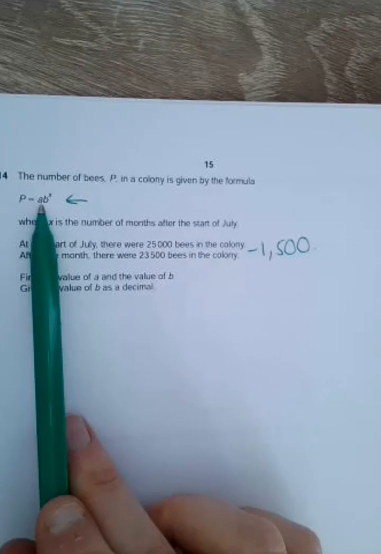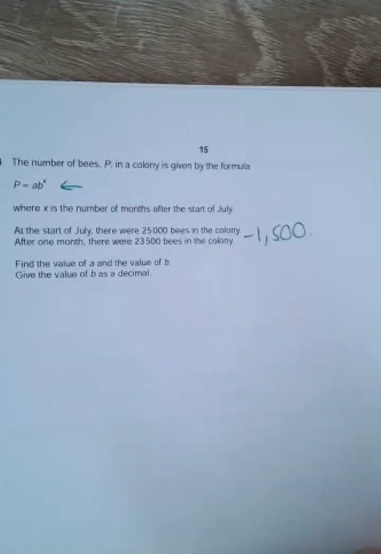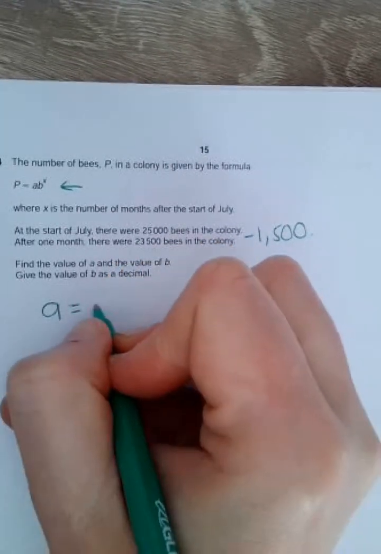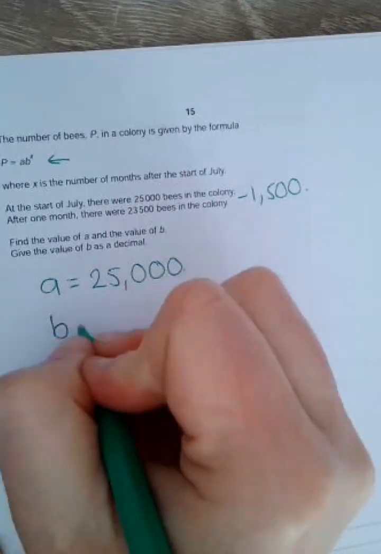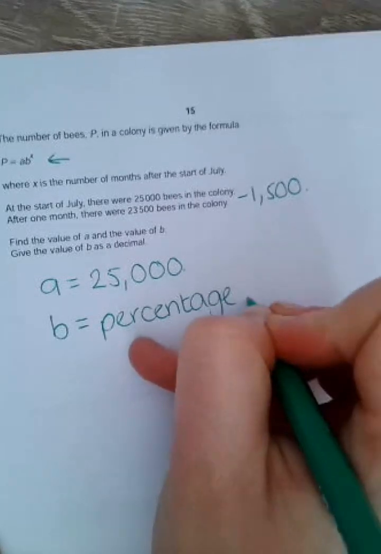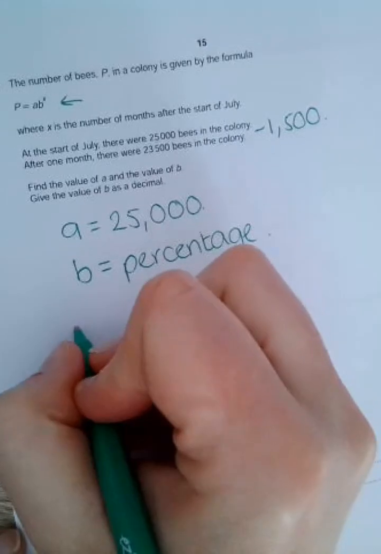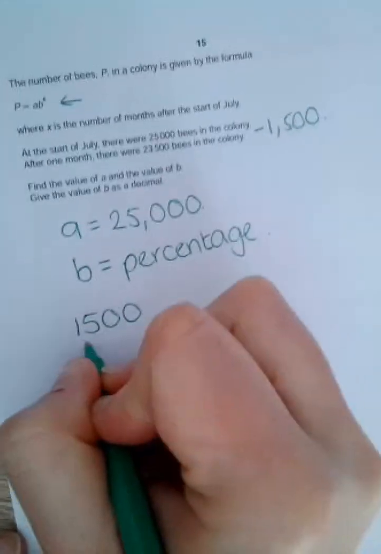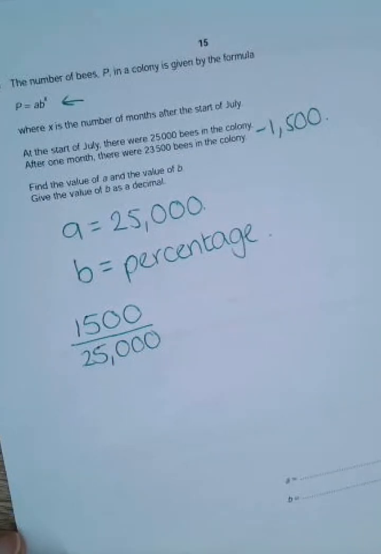So A is going to be your starting value, which is 25,000. So that's the easy bit. So A is my starting value, 25,000. B, therefore, has got to be my percentage that it's changing by each month. So we've got to work out what the percentage is. Okay, so we know there's 1,500 bees disappearing in that first month. So we know there was 1,500 bees out of the 25,000 that we started with.